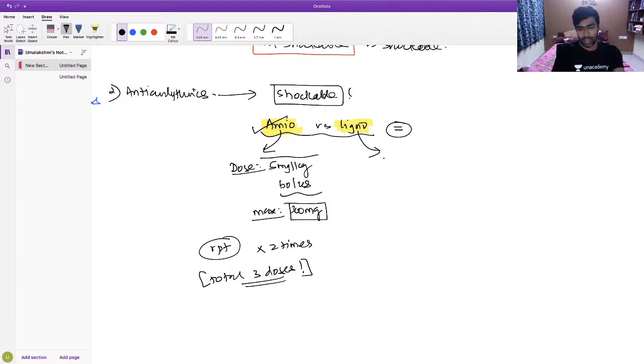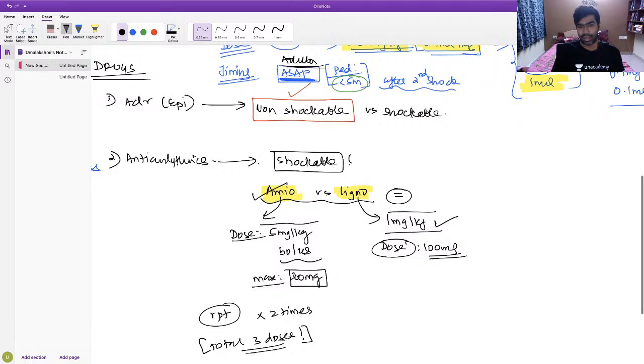And as far as lignocaine is concerned, the standard dose is 1 milligram per kilogram. The same principle applies to lignocaine as well. But regarding repeating lignocaine, they have not mentioned anything like that. The usual standard maximum dose of lignocaine is 100 milligram. The usual dose is approximately 1 milligram per kilogram, or you can go up to a maximum of 1.5 milligram per kilogram as well. But antiarrhythmics, once again, have to be used only in shockable rhythms. They cannot be used in non-shockable rhythms.